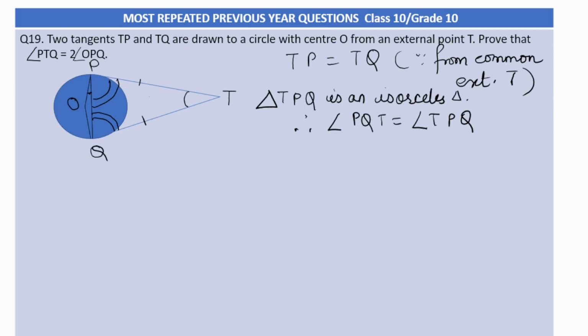This we have proved. Now let this angle here be x degrees. Just for our convenience to solve easily, let us take this to be x degrees. You can write a statement saying let angle PQT and TPQ be x degrees. You write like that. Here I have just equated it with x degrees.